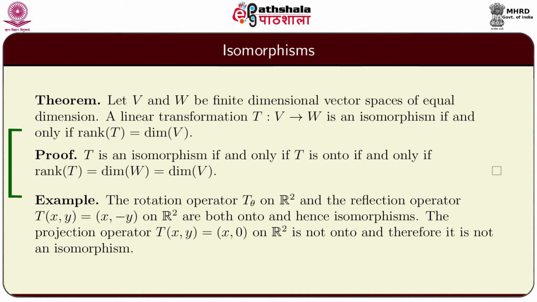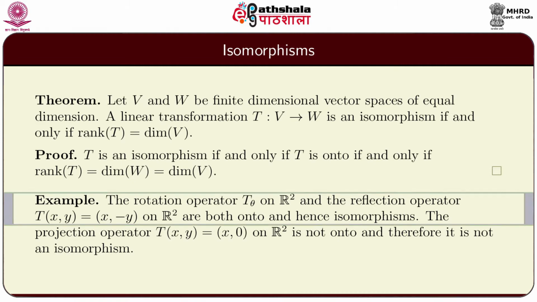And onto-ness is equivalent to range of T being equal to W. In other words, rank of T is equal to dimension of V. So, it is because of the rank nullity theorem.